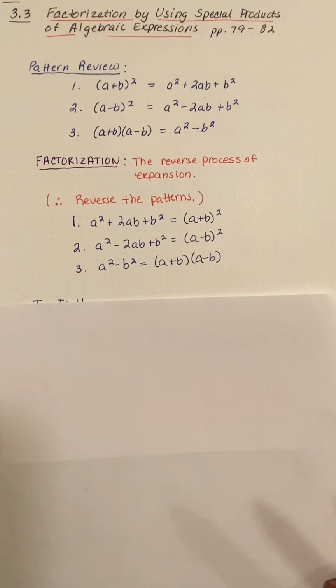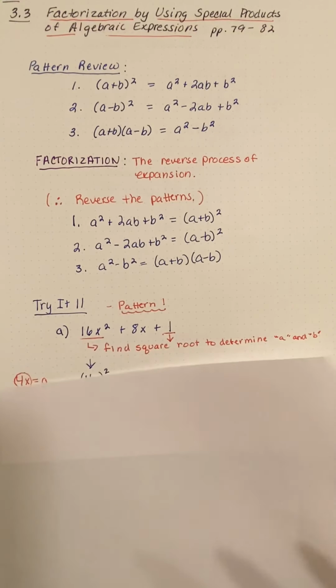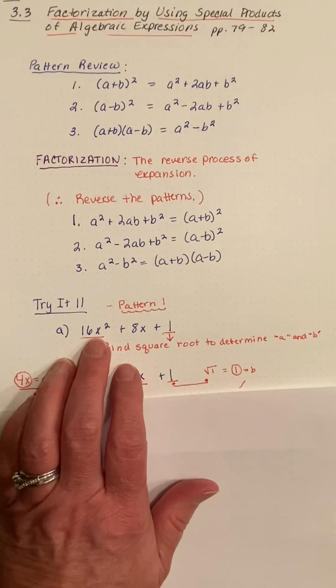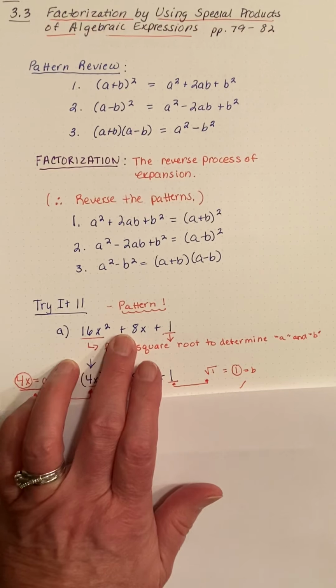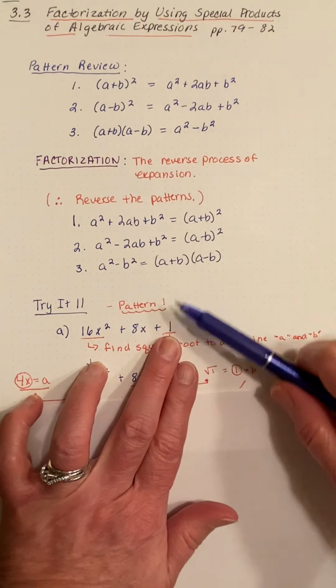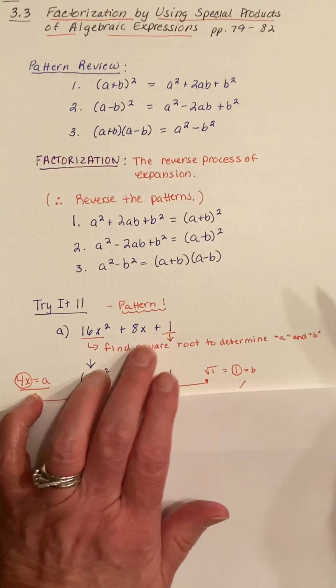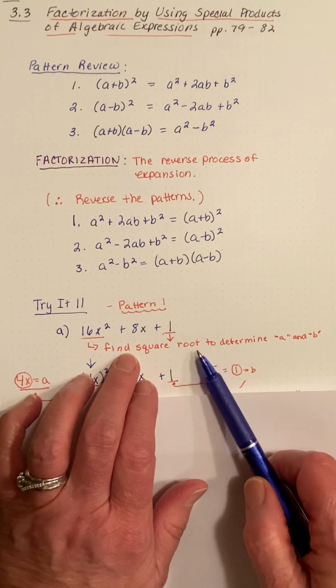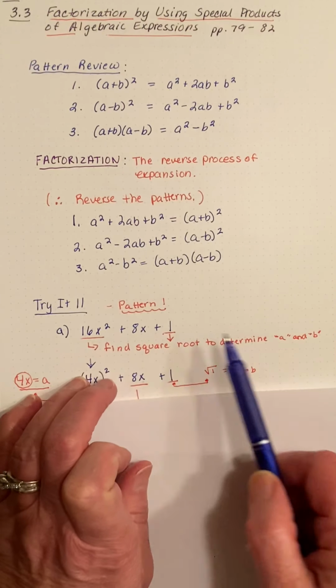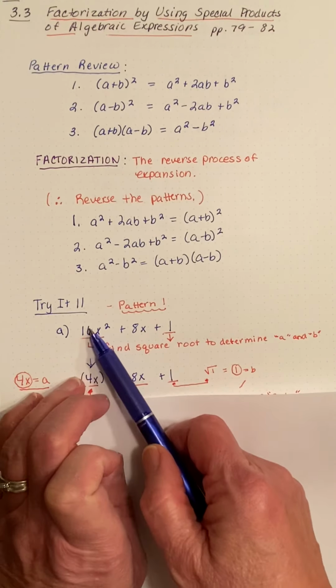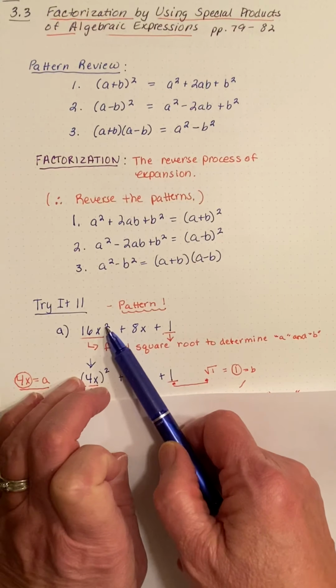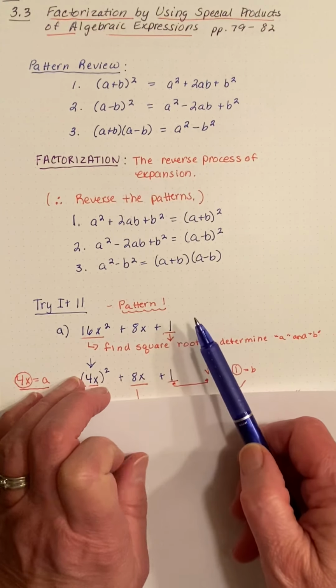You need to be able to recognize, though, that an expression has those patterns. It's very important. So with all that in mind, let's go to try it 11. And we have 16x squared plus 8x plus 1. That is definitely pattern 1. So I'm going to find the square root to determine a and b. So the square root of 16x squared and the square root of 1.